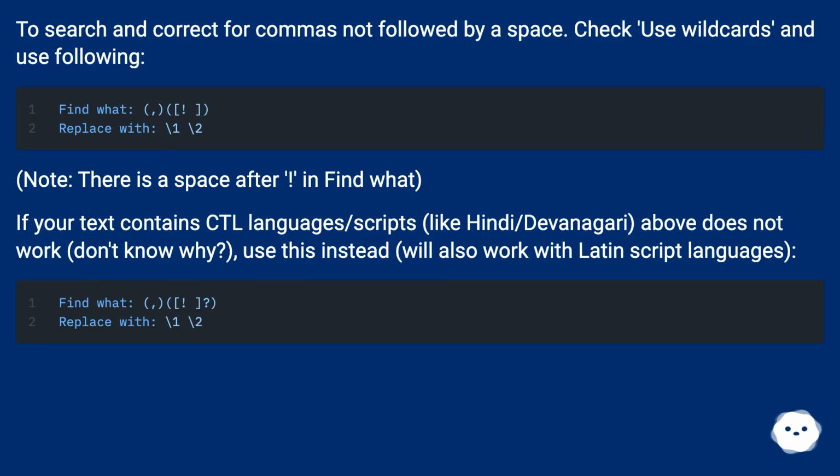To search and correct for commas not followed by a space, check Use Wildcards and use the following. Note, there is a space after the exclamation mark in Find What. If your text contains CTL languages or scripts, like Hindi or Devanagari, the above does not work. Don't know why. Use this instead. It will also work with Latin script languages.